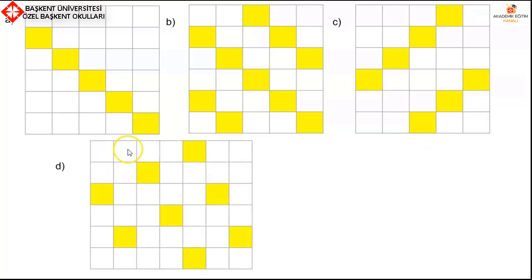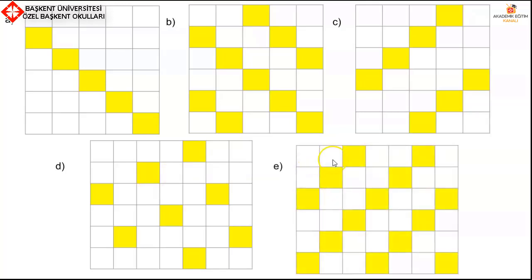D. 1, 2, 3, 4, add 1 on, 5. So this is multiples of 5. And the last one, E. 1, 2, add 1 on, 3. So multiples of 3. It doesn't matter if the grid is 10 squares long, 5 squares long, 2 squares long. Look at the empty spaces between.